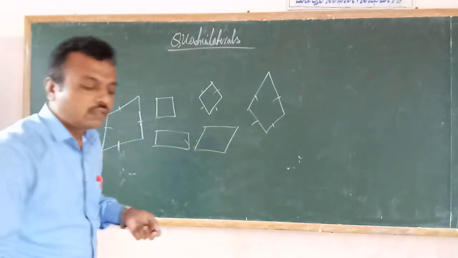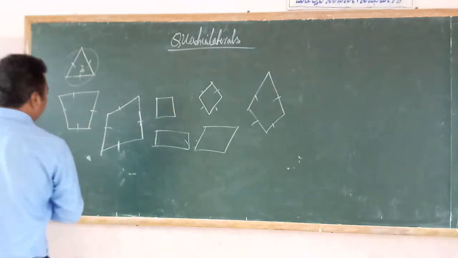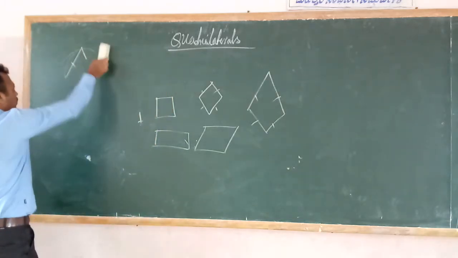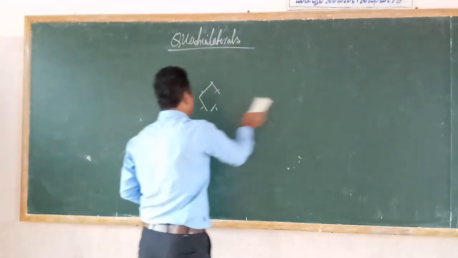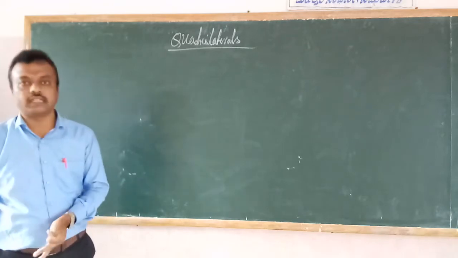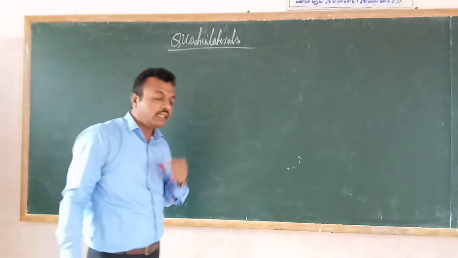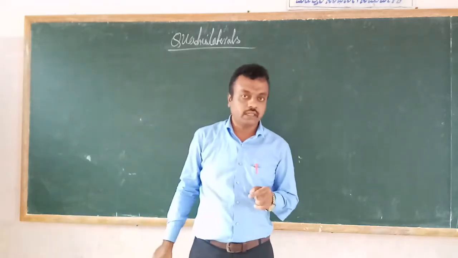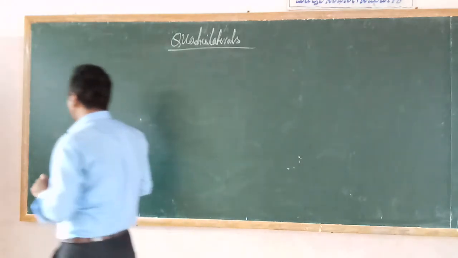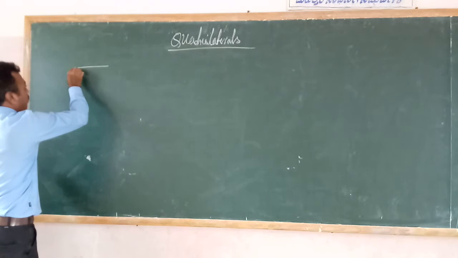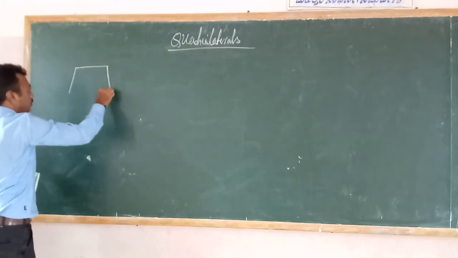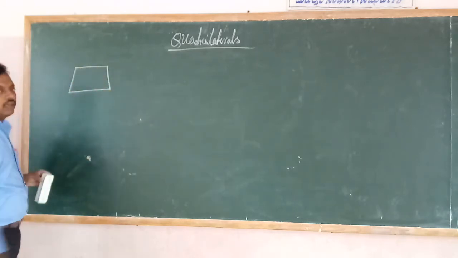Are you understood? So what are the properties of a quadrilateral? Some basic properties are there. We know the triangle property: it has three sides, three angles, and the sum of the interior angles is equal to 180 degrees. Yes or no? Correct. Like this, quadrilaterals also have some properties. So I will draw one of the quadrilaterals.